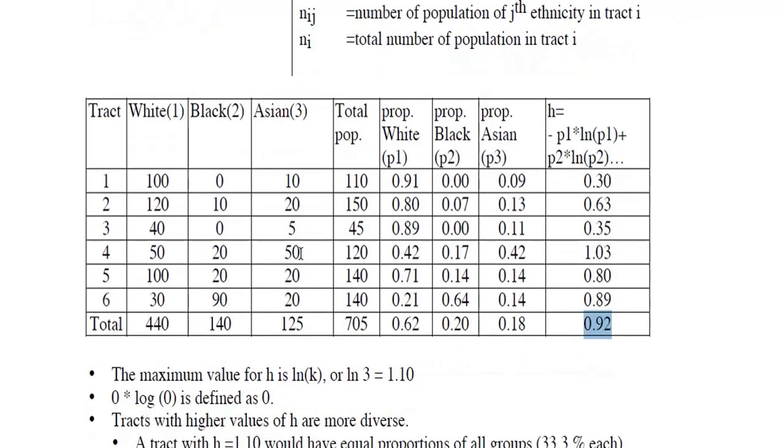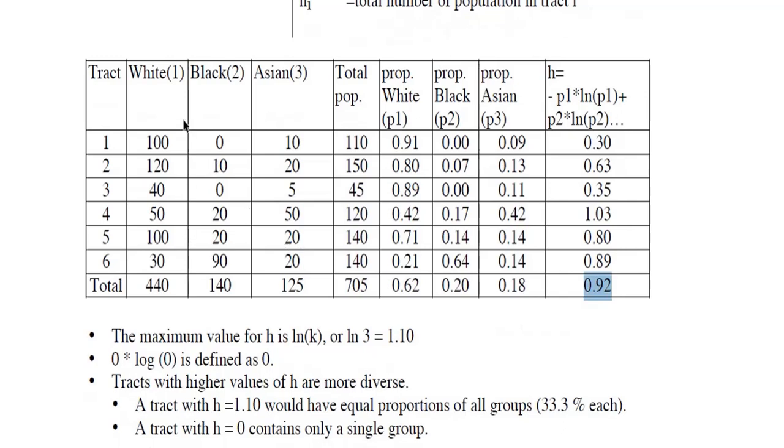Now as we know, there are three communities: white, black and Asian. So the maximum value is 1.10. Here we see 1.03, which is the maximum value, in the fourth tract, and that indicates that this tract is diverse. Why? Because tracts with higher values of H are more diverse, and a tract with a lower value, close to zero, is a tract or ward with dominance of a particular group.